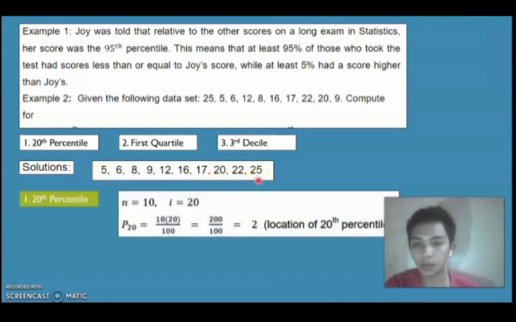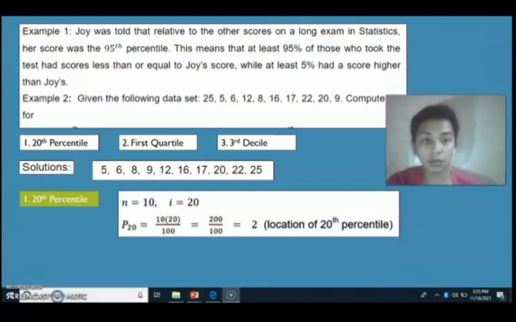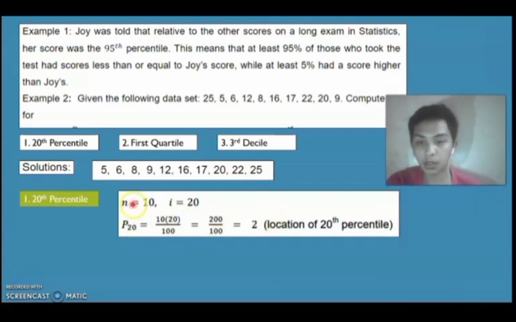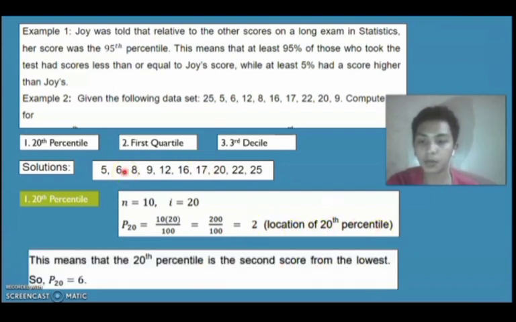20th percentile. Let's use the formula earlier, where n is the number of values: 1, 2, 3, 4, 5, 6, 7, 8, 9, 10, and i is what we are looking for. P20 equals 10 multiplied by 20 divided by 100. 10 multiplied by 20 is 200, and 200 divided by 100 equals 2. Look, 2 is the location of the 20th percentile, which is the 6.